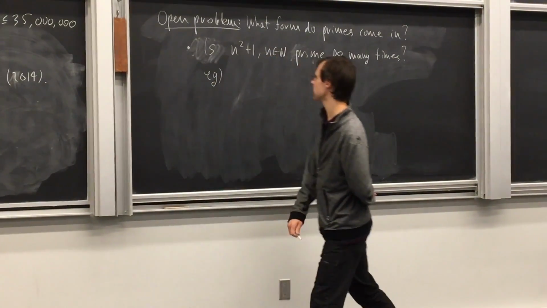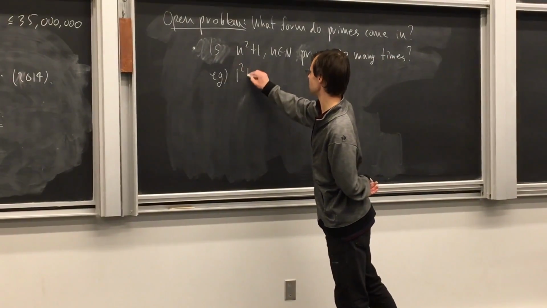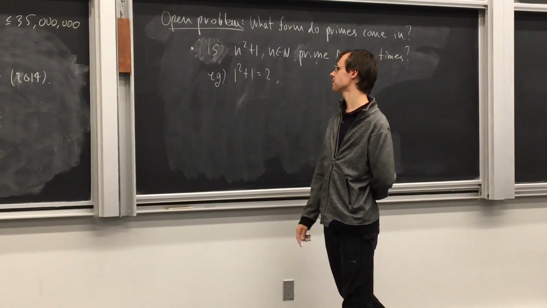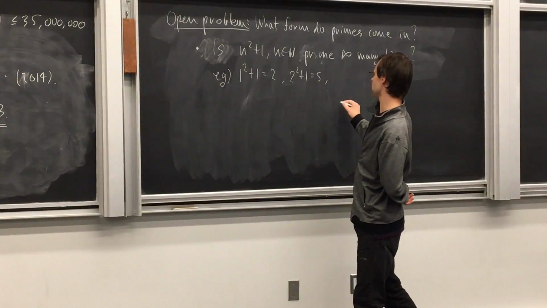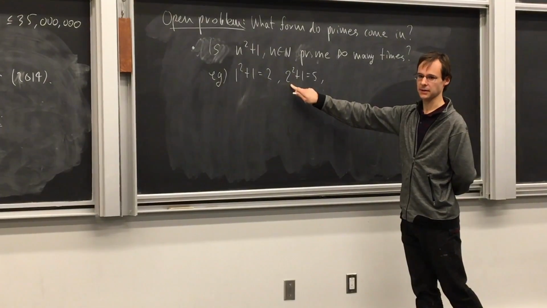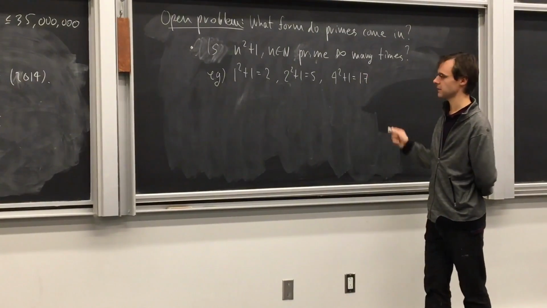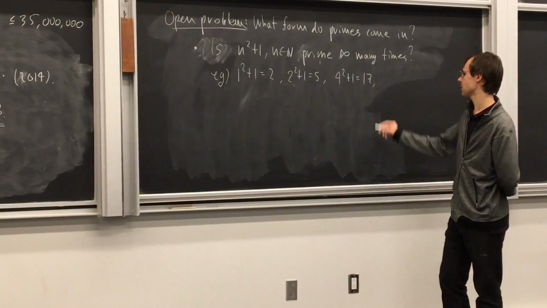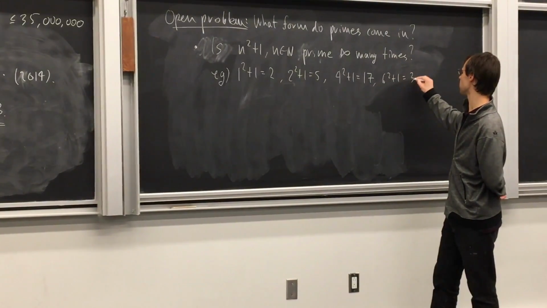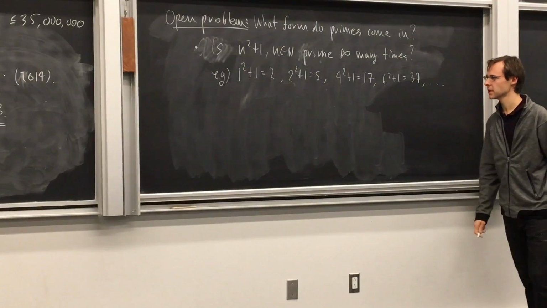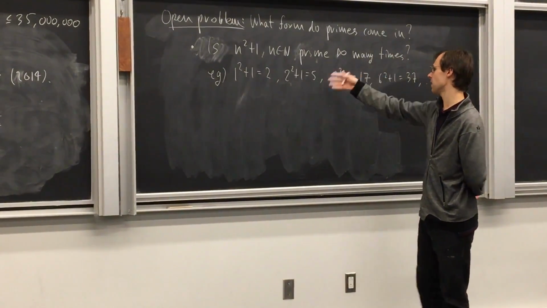Let's take a look at some examples. If we substitute n equals 1, out pops a prime. 1 squared plus 1 is 2. That's prime. 2 squared plus 1 is 5. Also prime. 3 squared plus 1 is 10. That's not prime. But 4 squared plus 1 is prime again, because it's 17. And we can keep going. 6 squared plus 1 is 37, which is also prime, etc. So this polynomial, n squared plus 1, looks as if it hits a lot of primes. Every now and then there's a prime.